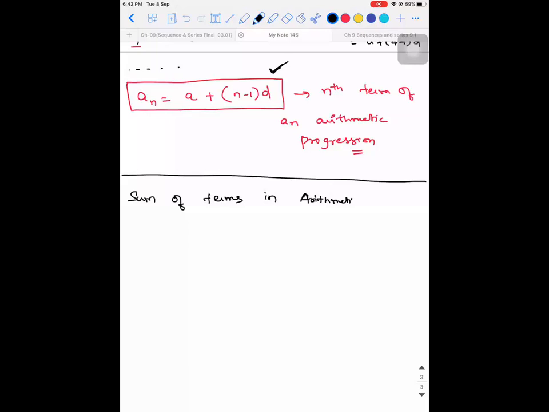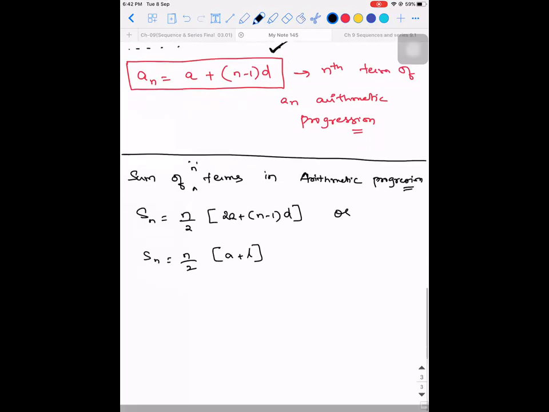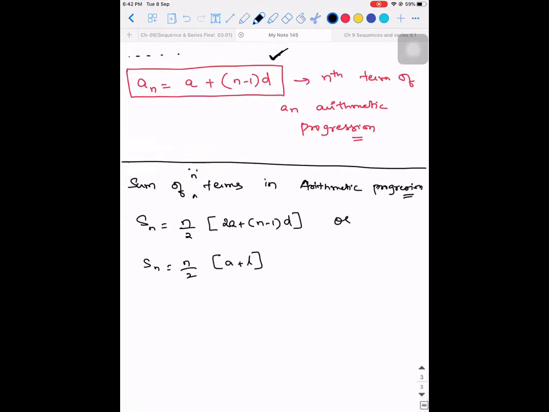Now we will see the sum of n terms in arithmetic progression. So you know the answer for this also. What is Sn? Sn is n by 2 into 2a plus n minus 1 into d, or Sn is equal to n by 2 into a plus l, which means the first term plus the last term. You can write either of them. I hope you have learned both, right? Yes or no?